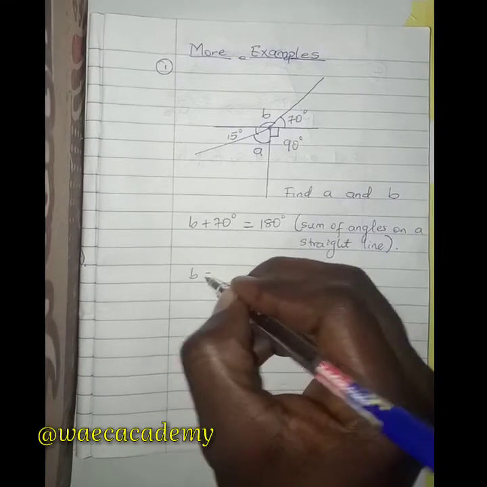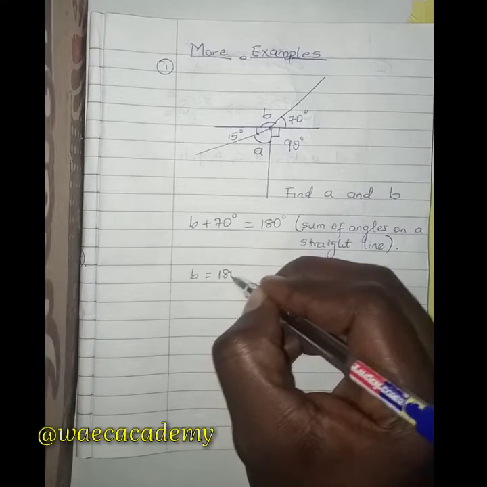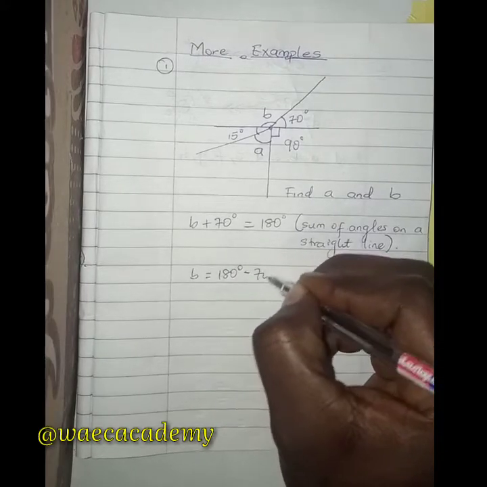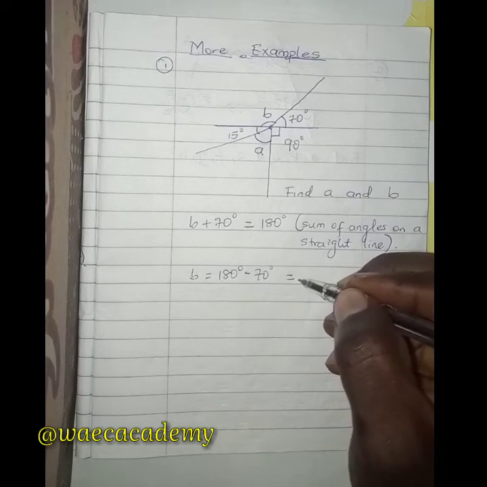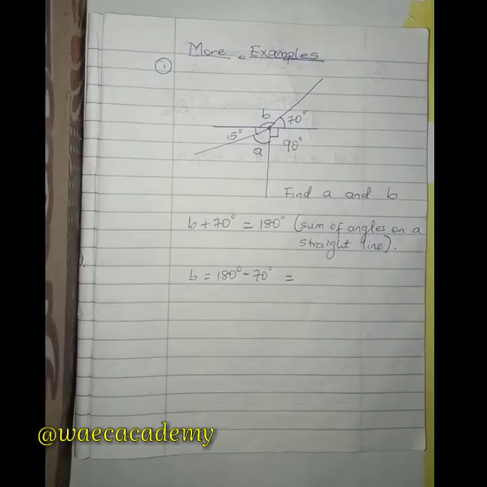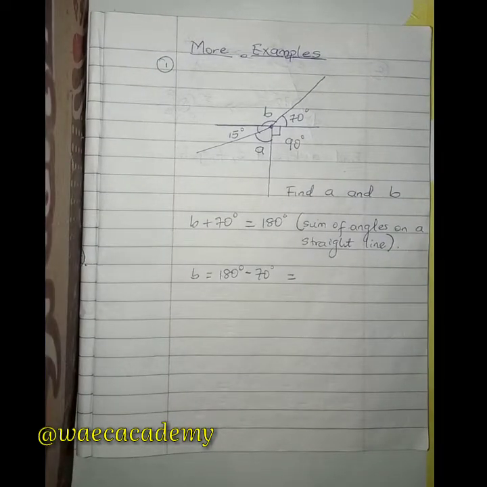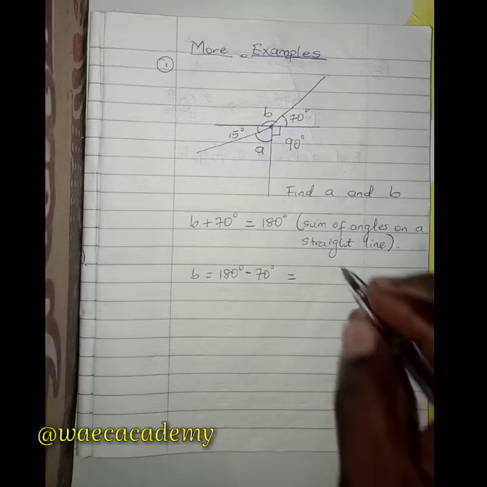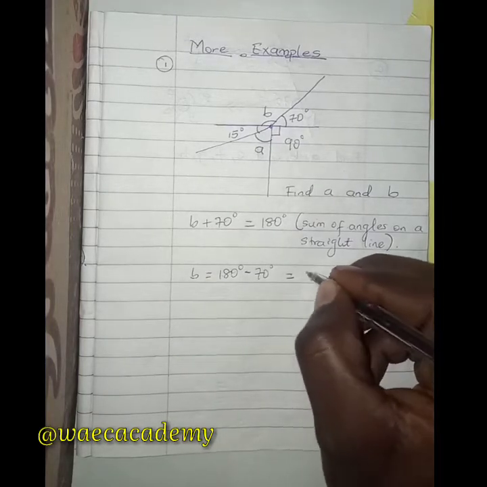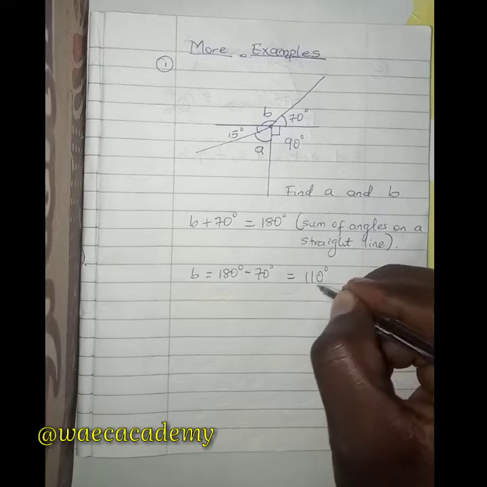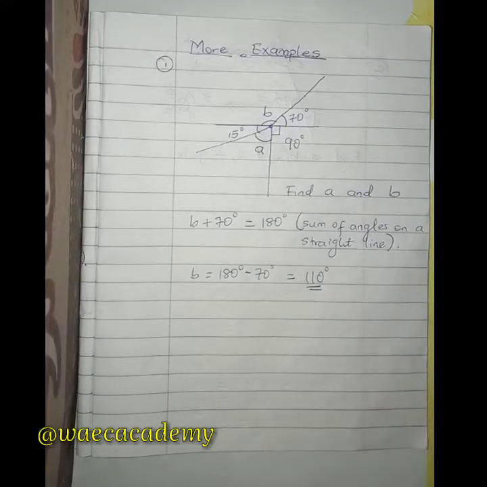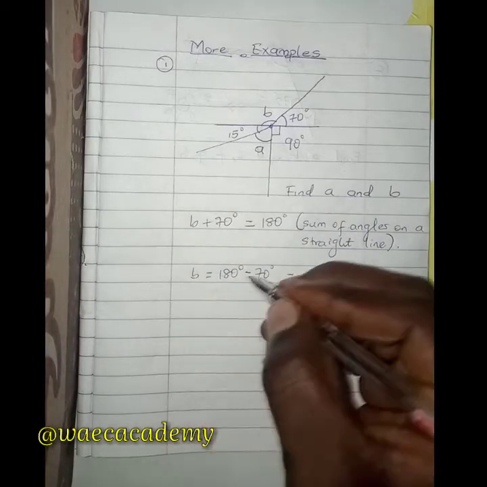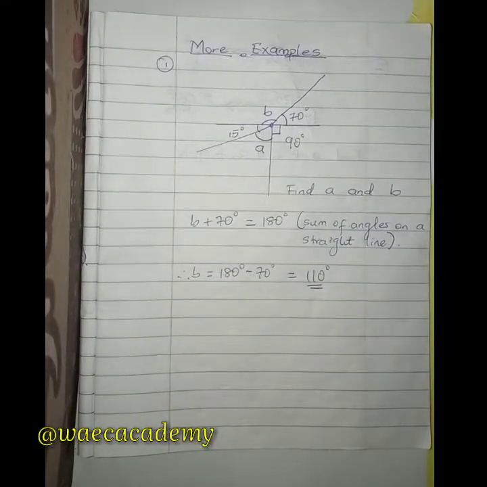So B is going to be equal to what? 180 degrees minus 70 degrees. And that is equal to what? That is going to be equal to 110 degrees. So we have gotten the very first one. The very first one is what? B equals 110 degrees. No problem. Let's try to find A.